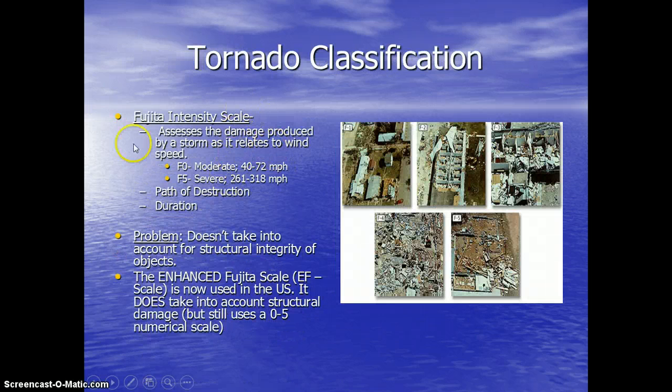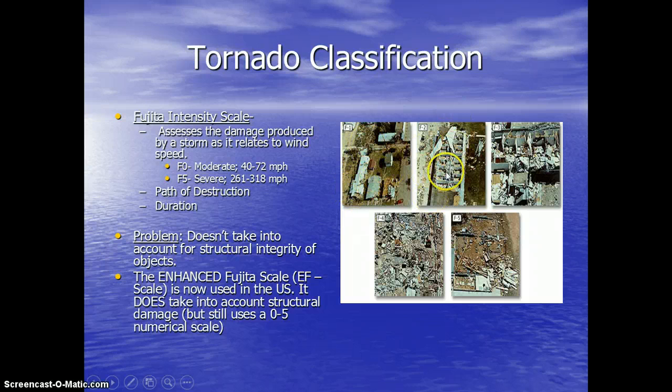Tornado classification. We mentioned this the other day too. So the Fujita intensity scale is F0, so not much at all. 40 to 72 miles an hour. We can get straight winds that travel that fast. F1, you can see this is what it looked like. Probably rustling up some roof shingles, things like that.